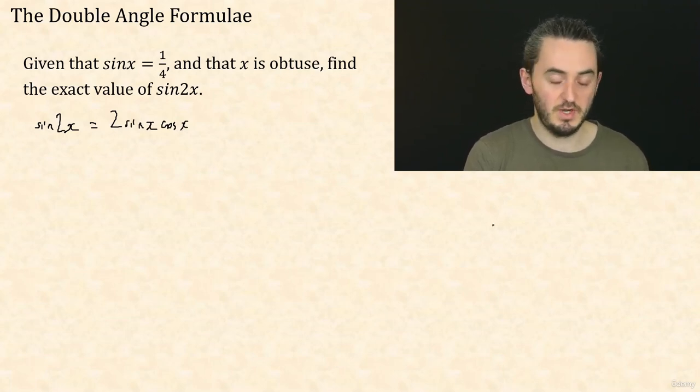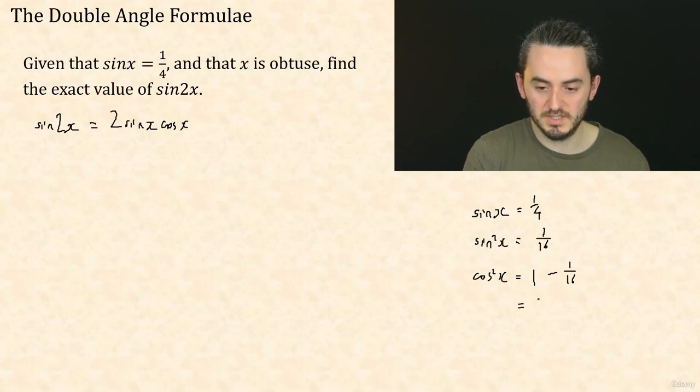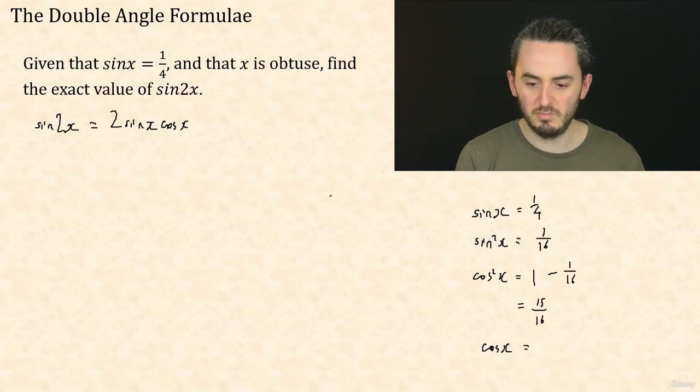Well, we use our little trick that we've used in the past, which is to say, I know that sine x is a quarter, so sine squared x is 1 over 16, and cos squared x is 1 minus sine squared x, which is 15 over 16. Which means that cos x is plus or minus the square root of this. But is cos x positive or negative? So is it the positive square root of 15 over 16 or the negative one?